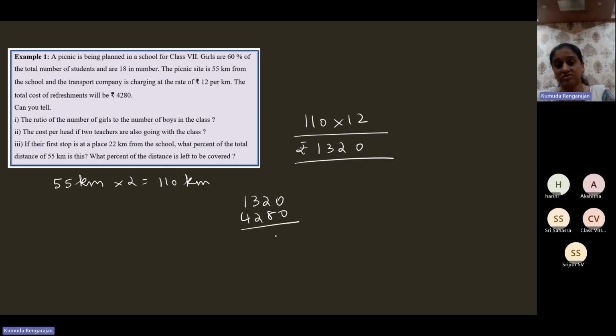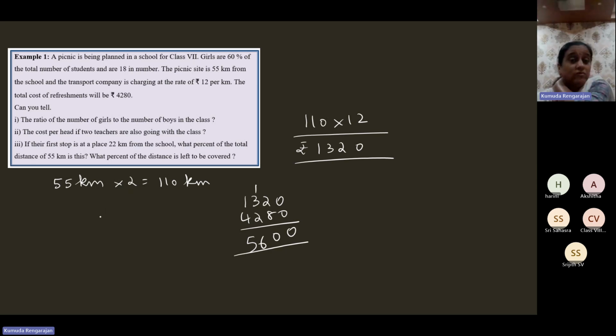So the total cost for making the picnic is 5,600. 5,600 is the total cost of making the picnic. So they have to have 5,600 rupees in hand to make this picnic work. Now, how many people are traveling?